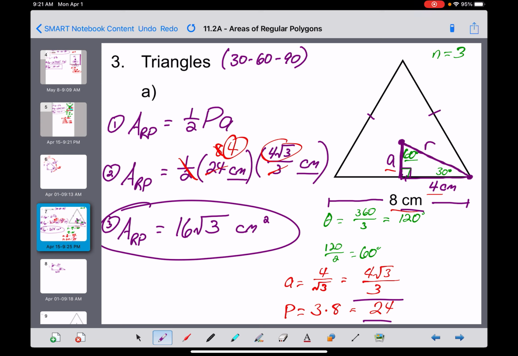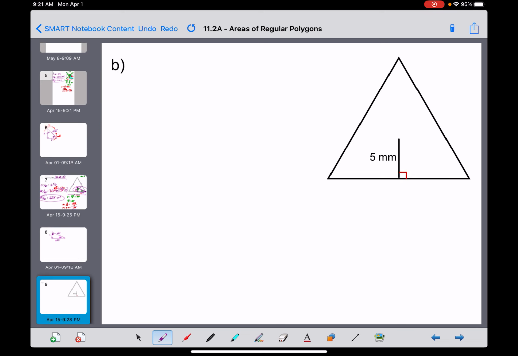Drawing the apothem and a radius is going to get you a 30, 60, 90 triangle that's kind of laying down on its side, guys. It's wider than it is tall. Okay, let's do another example with that one.